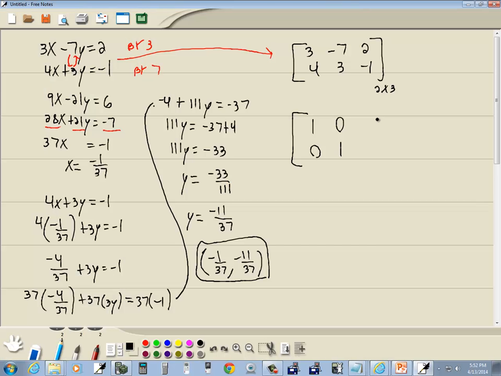1 0 0 1, negative 1 over 37, and negative 11 over 37. Two equations, two variables. Our first 2 by 2 square here should be a diagonal of 1, zeros everywhere else. That means it worked. And this would be x, and this would be y. So our answer is going to be negative 1 over 37 and negative 11 over 37.